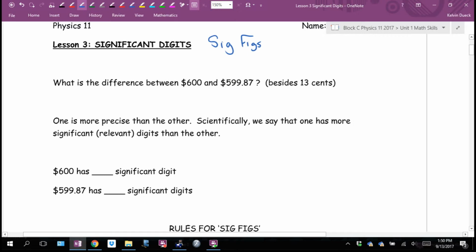What's the difference between $600 and $599.87? Besides the obvious 13 cents, we would say one of those numbers, the second one, is much more precise than the other one. Scientifically, we say that one has more significant, relevant, accurate digits than the other. Sig Fig rules are really tough to explain in English. It is much, much easier to explain Sig Fig rules with a bunch of examples.